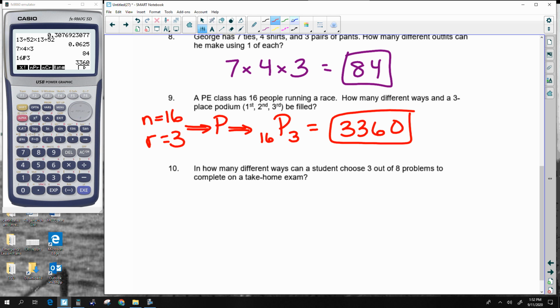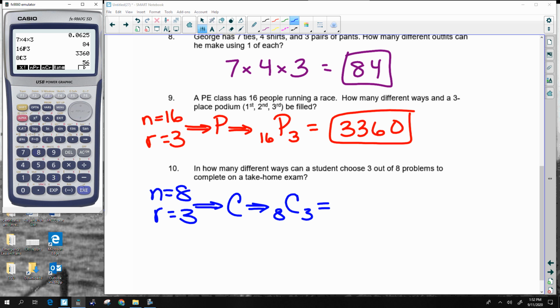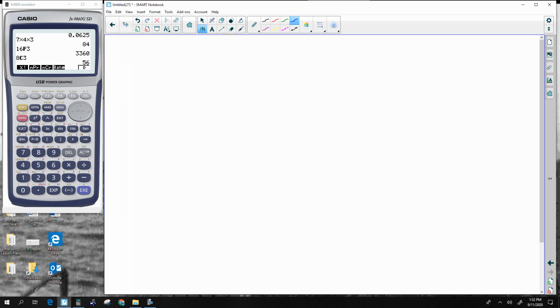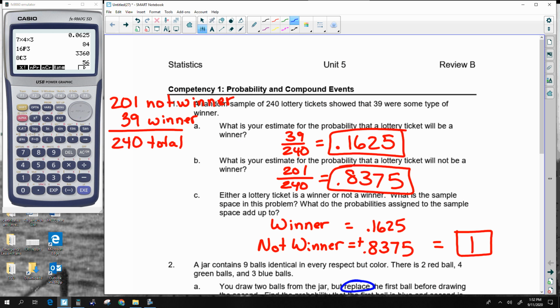Here's our take-home exam problem. So there's 8 questions, pick 3. Does it matter the order in which you do the 3 problems? No, doing problems 1, 7, and 8 is the same thing as doing 7, 8, and 1. So the order does not matter. That is a combo. That'd be 8 combo 3. So 8 combo 3 is 6. That's the ball game. Wow, that was an easy test. Give me my A.